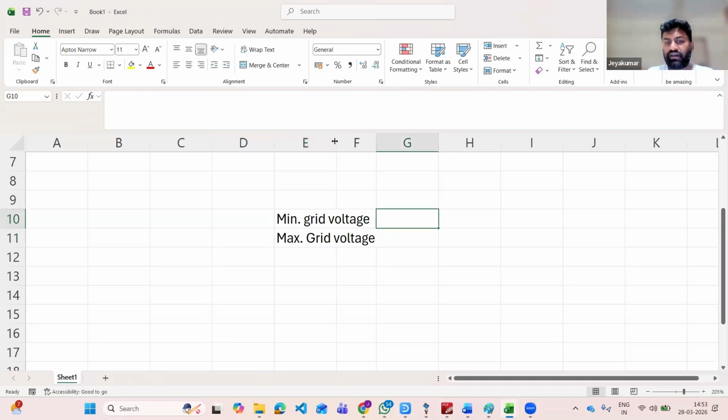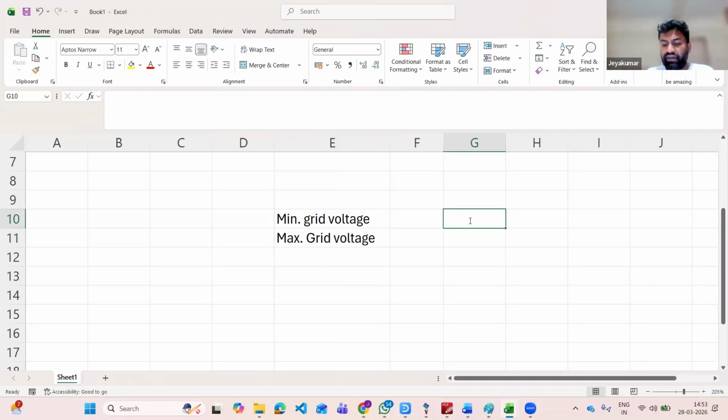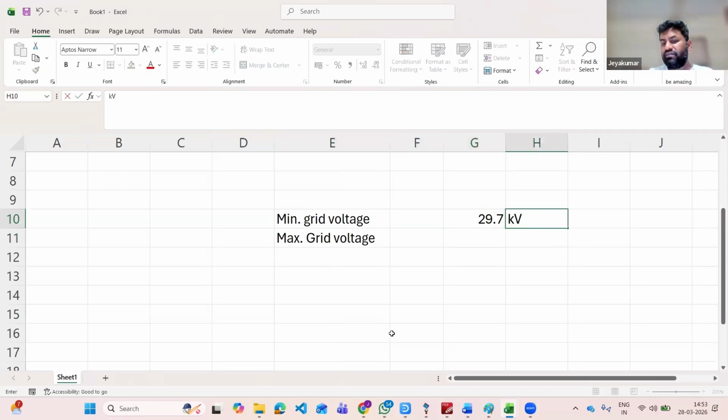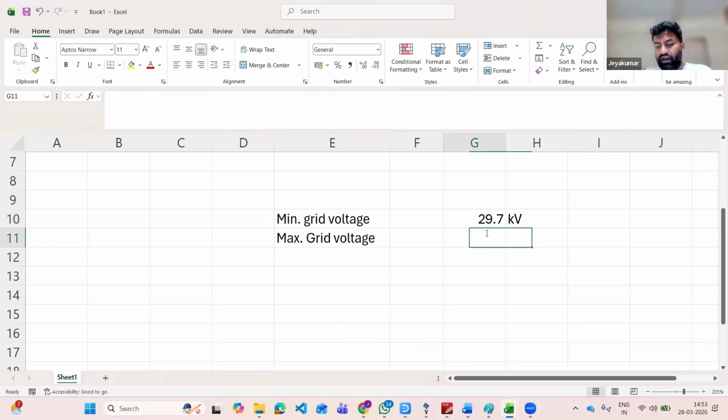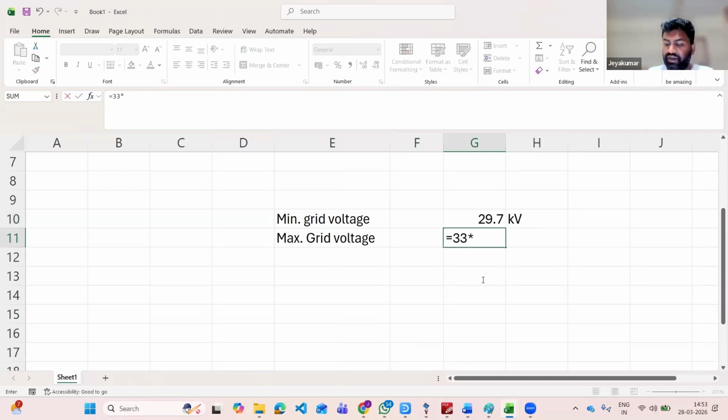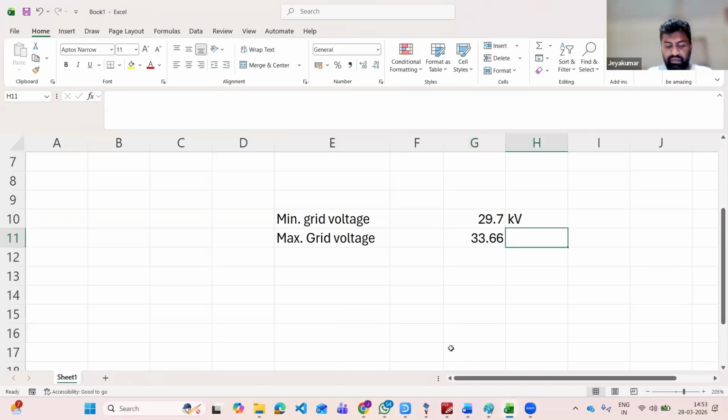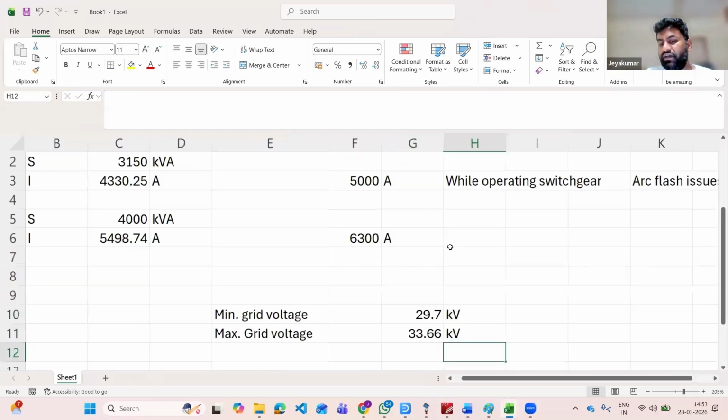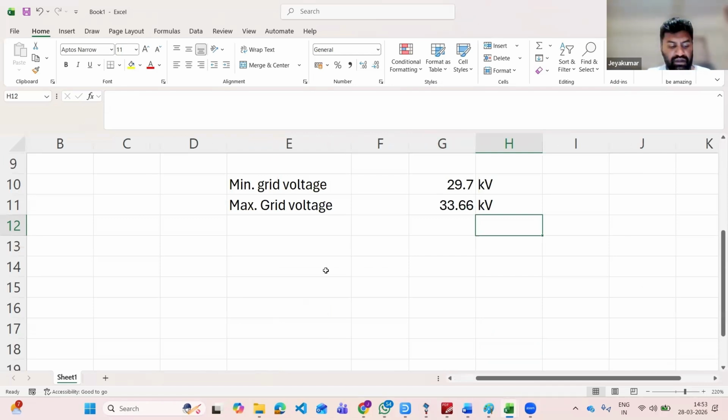So generally, if it is 33 kV, he may say that. Sometimes if 33 kV is the nominal voltage, then he may say that this could be the maximum voltage. So he will say it like that. At that time, you need to calculate the tap range and so on. Right. So that is one part, right?